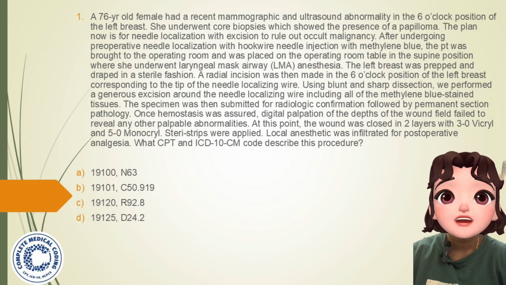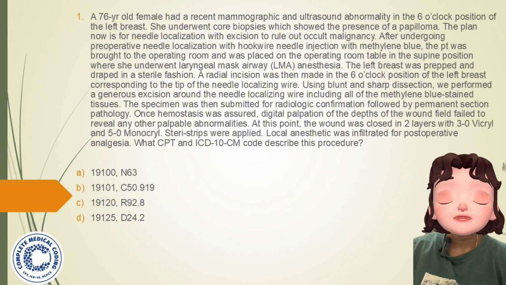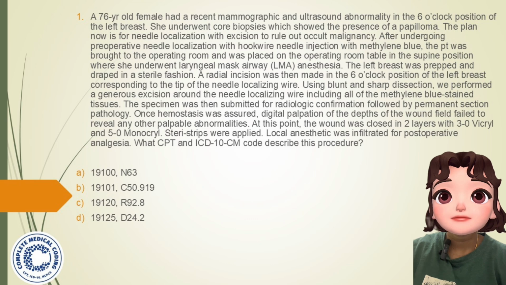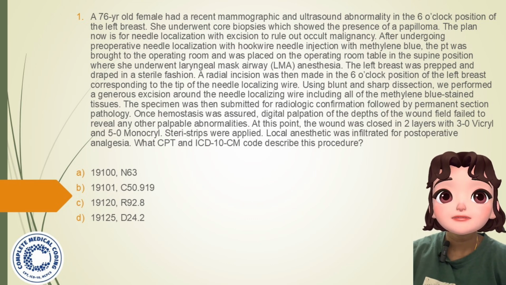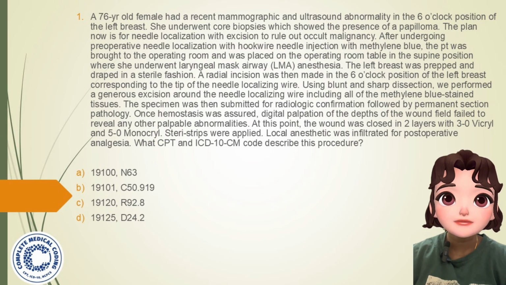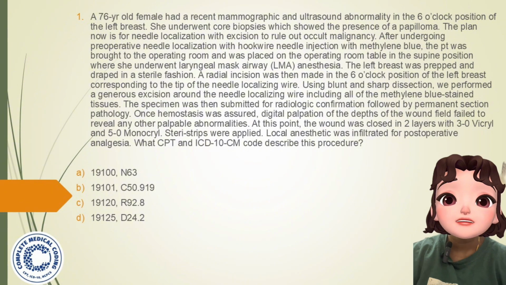Okay. What is R92.8? Other abnormal and inconclusive findings on diagnostic imaging of breast. So what is option D? D24.2. D24.2 represents benign neoplasm of left breast. Okay, so that's what we need.